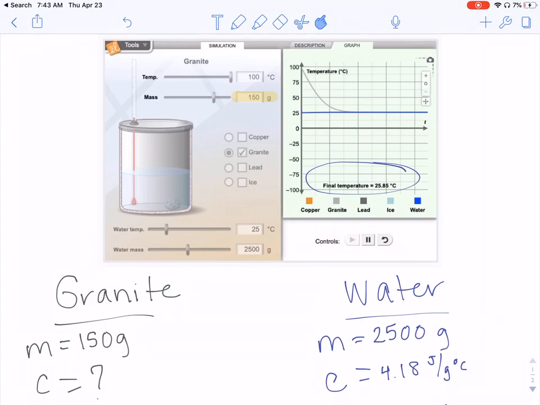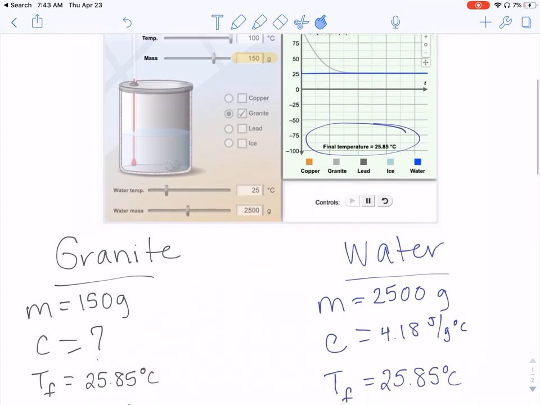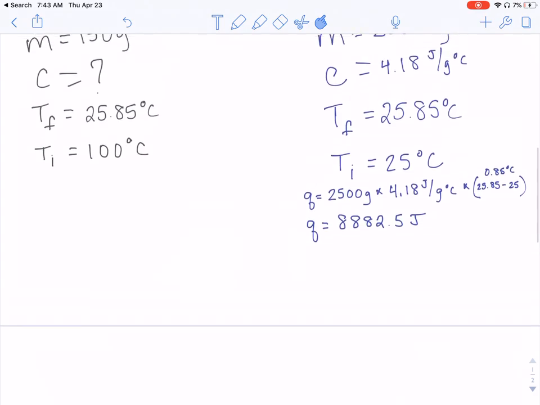Just be aware of that, because the temperature should have a decimal place at the end, so you know that it goes to the ones place. So don't worry about sig figs for this at all. The simulation doesn't have enough information for you to do that.